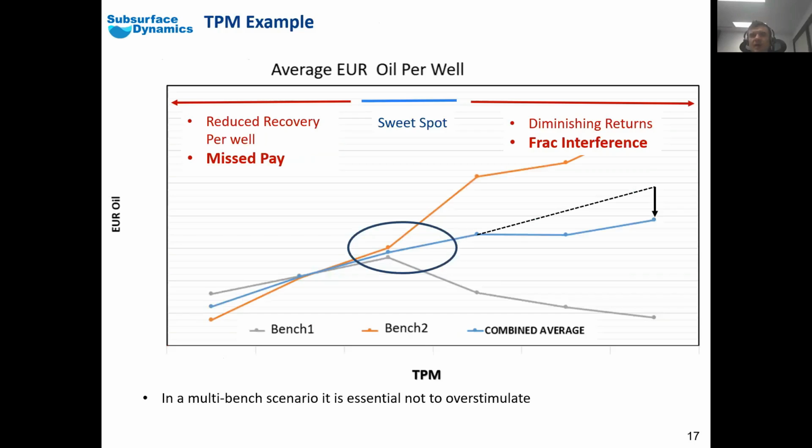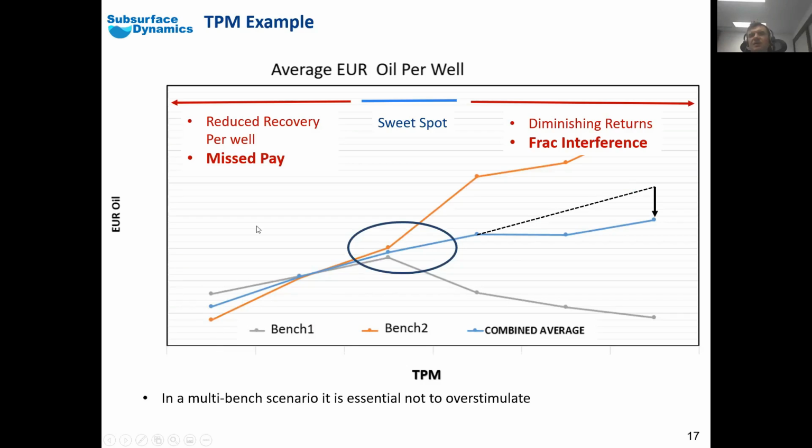Then another example is for the frac intensity. On the x-axis, you have different TPMs or different intensity going from small to large, and on the y-axis you have the EOR or your recoveries. Again, this is for the multi-bench development. The gray one is bench one, the orange one is bench two, and the blue one is the combined case, so it's basically the average.